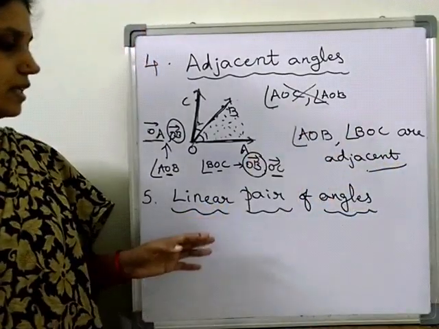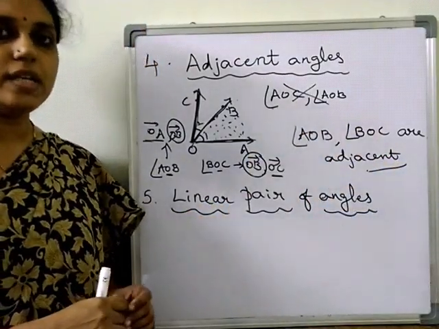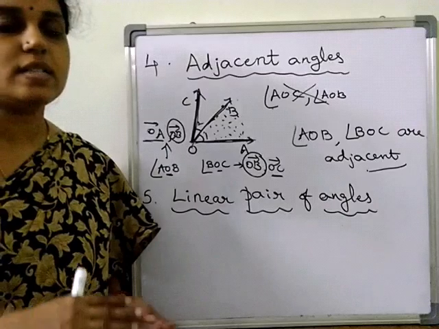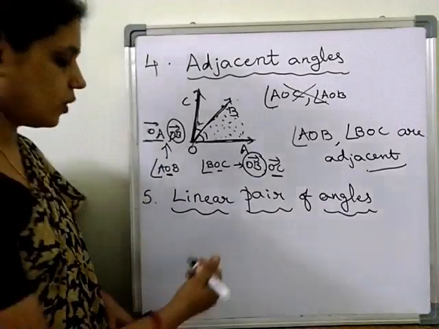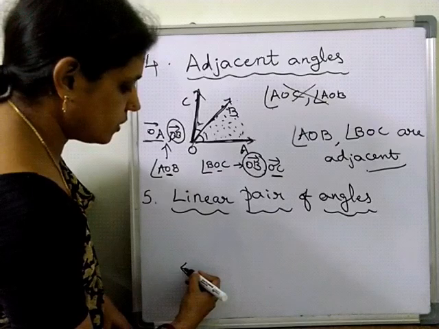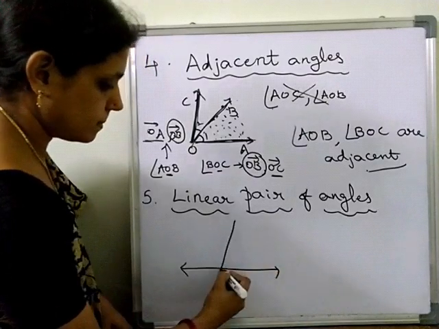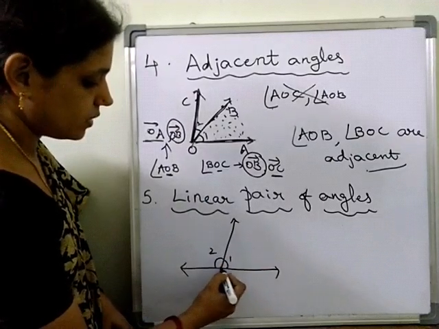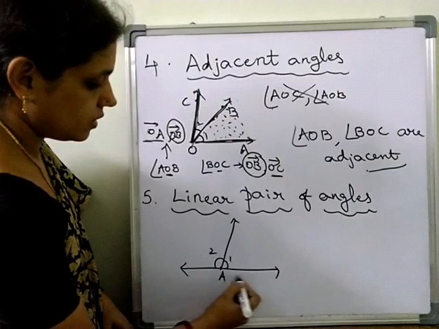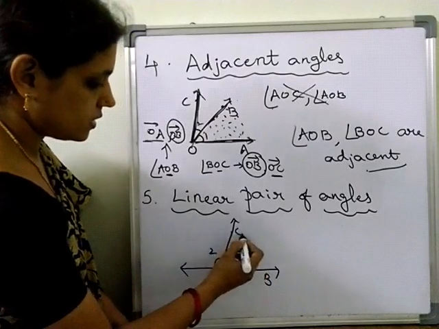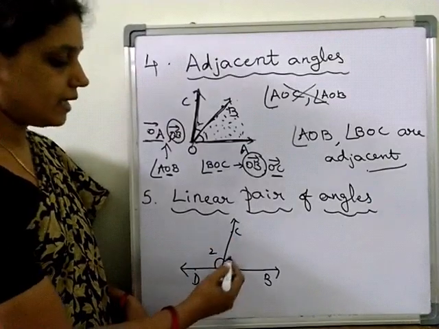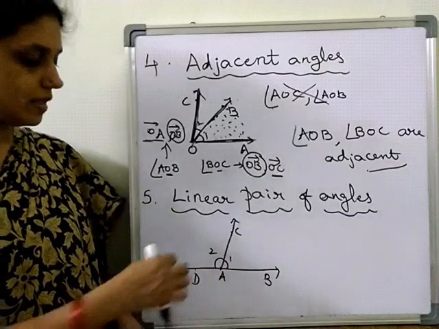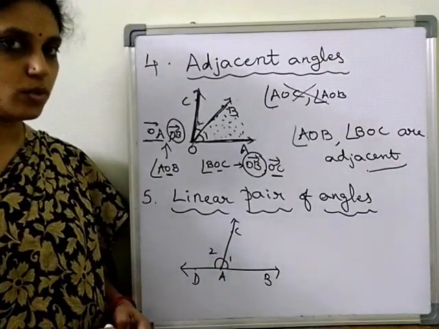Okay. Next one is linear pair of angles. Actually, linear pair of angles are also one type of adjacent angles, but a special type. What is that? We will see. Here, take angle 1 and angle 2, and I want to name the points A, B, C, D. Angle 1 is angle CAB and angle 2 is angle CAD. I am telling that these two angles form a linear pair.